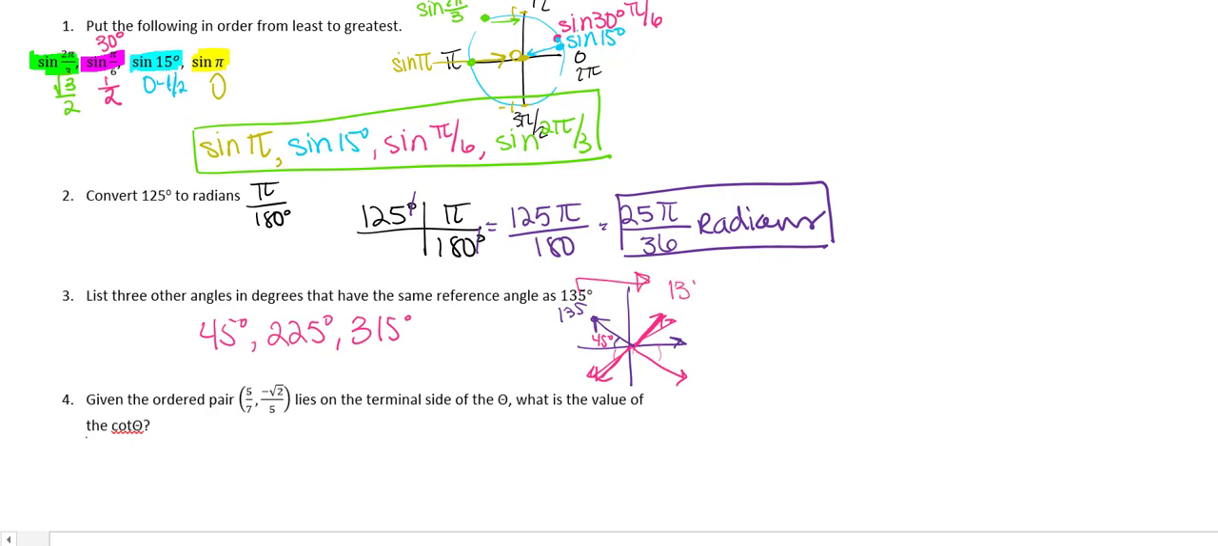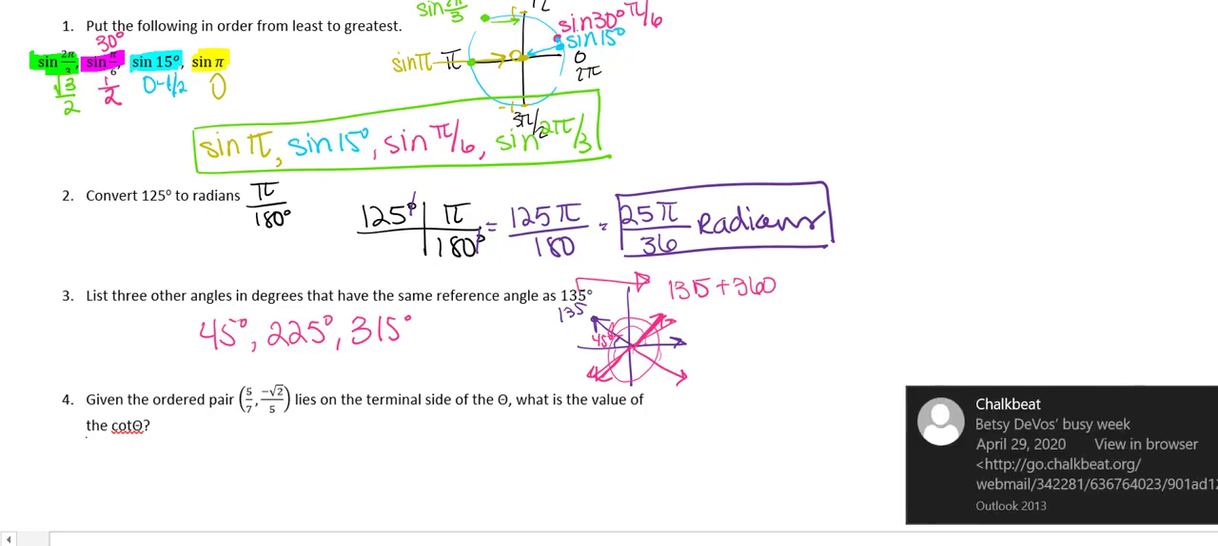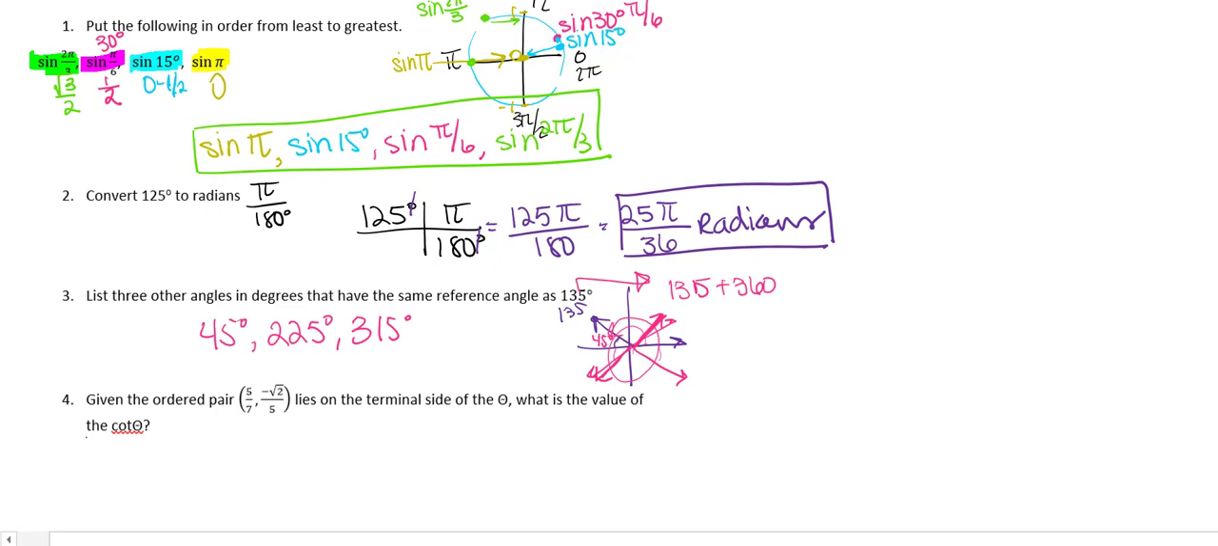I could have said, what is 135 plus 360? Because that would put me all the way right at that same value, even though it's technically a different angle. So this also could be 495. Or 135 plus or minus 360. Any iteration of that.